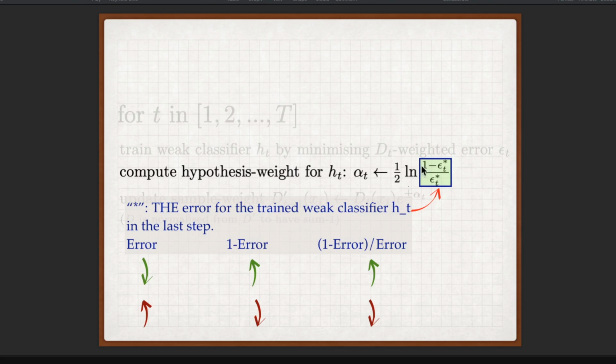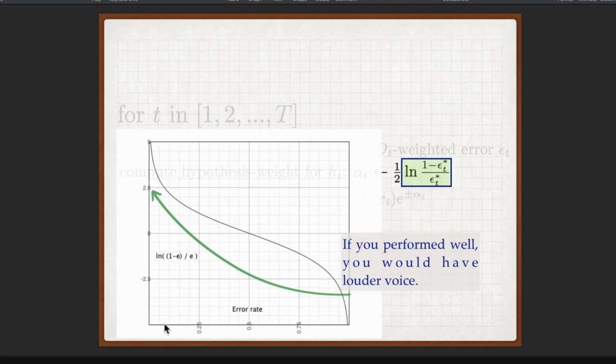On the other hand, when the error is small, so the correctness, the accuracy, 1 minus error is large, and the ratio goes up and the weight goes up as well. Drawn as a curve, it is like this. So this is the error rate. When the error rate is large, the weight is very small. When the error rate goes down, the weight goes up.